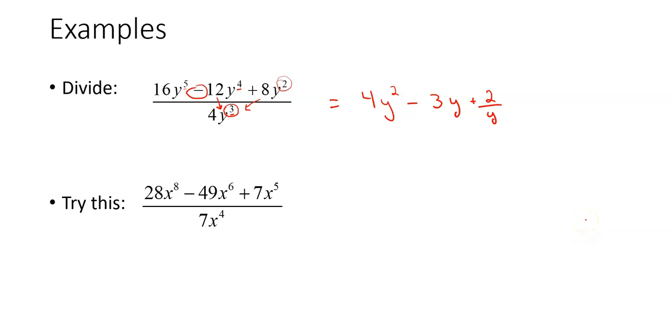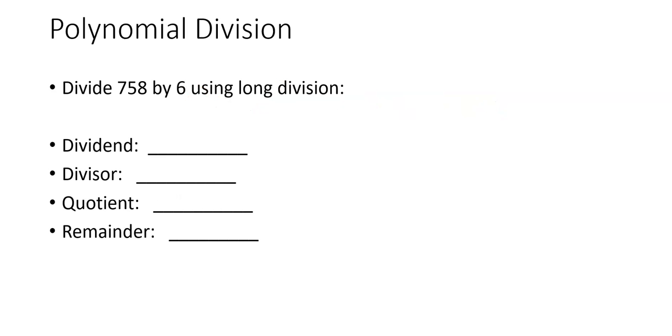All right, so for each one, we'll take the terms on the top and divide them by the ones on the bottom. That's the simple case. The more challenging case is when you have something on the bottom, like a 4y to the third plus 6y or something like that, and then you can't use this method because there's more than one term on the bottom. So for that, we need polynomial division.